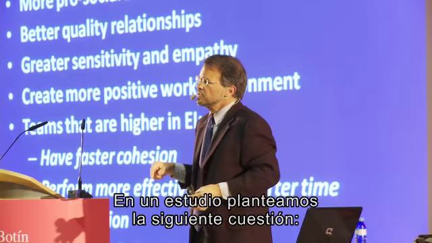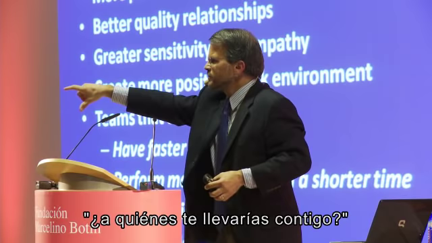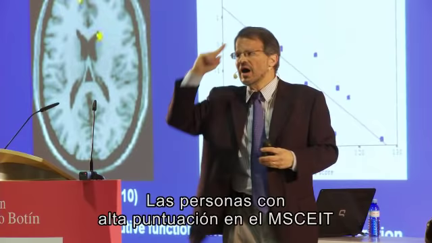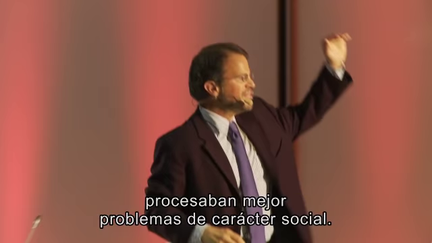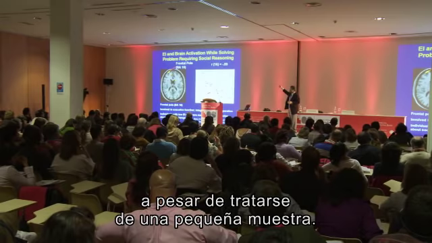We asked a question in one research study. You're the CEO. If you were to leave the company, which people do you take with you? And they picked the people high in EI. I want you, and I want you, and I want you, the high EI people. People higher on the MSCEIT, higher in ability EI, find it easier to process social problems. It's a small sample, but it's an almost unbelievably high correlation.